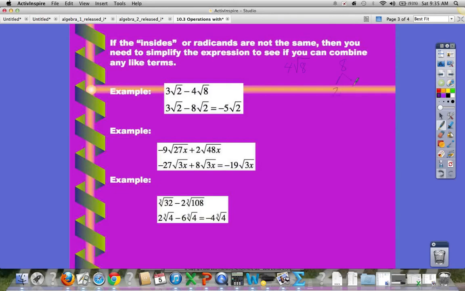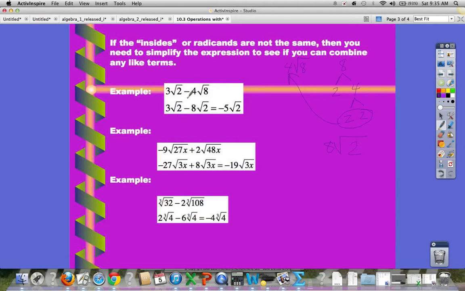So that would be 2 and 4 and 2 and 2. And we're looking for groups of 2 that would come out and multiply to that 4. So that would become 8 square roots, and we had 1 and 2 left over. 8 square roots of 2.